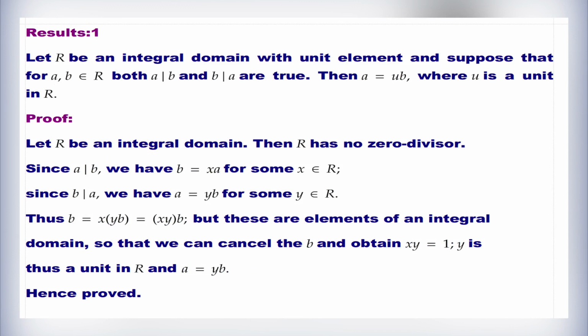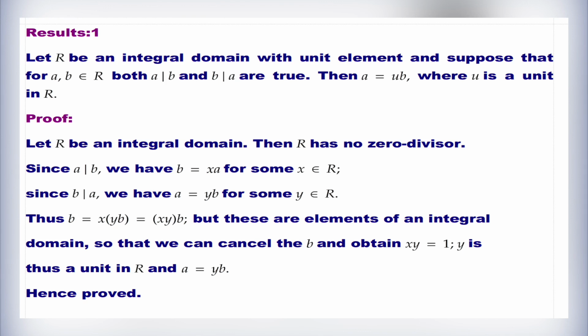The first result is, let R be an integral domain with unit element, and suppose that for A and B in R, both A divides B and B divides A are true. Then A equals UB, where U is a unit in R. Proof of the result is, let R be an integral domain. Then R has no zero divisors. Since A divides B, we have B equal to x into A for some x in R. Since B divides A, we have A equal to y into B for some y in R.